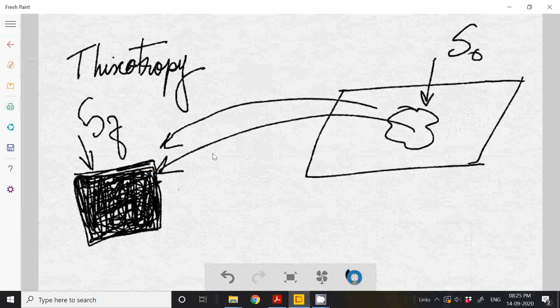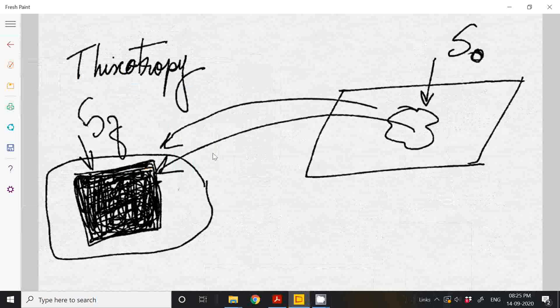Now, since SF and S0 are two strengths we get, suppose after doing all the tests, we keep this sample alone, we leave it alone. We don't do anything. Now what happens is that SF, the strength that it has, tries to get back this strength once again, S0.